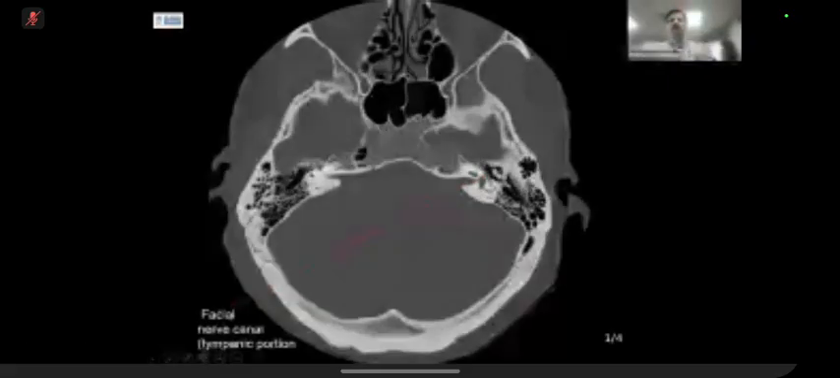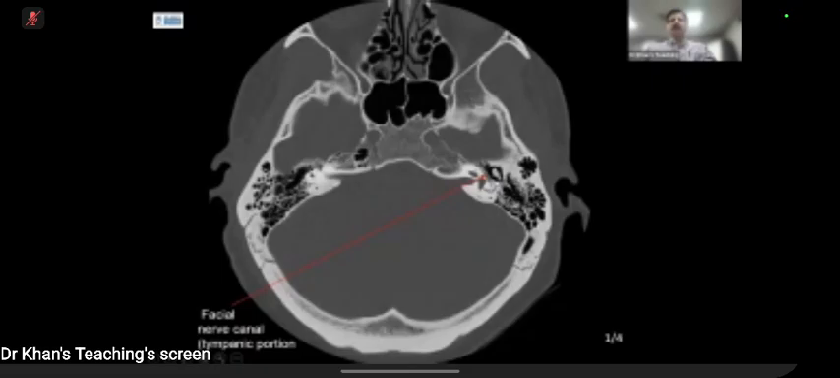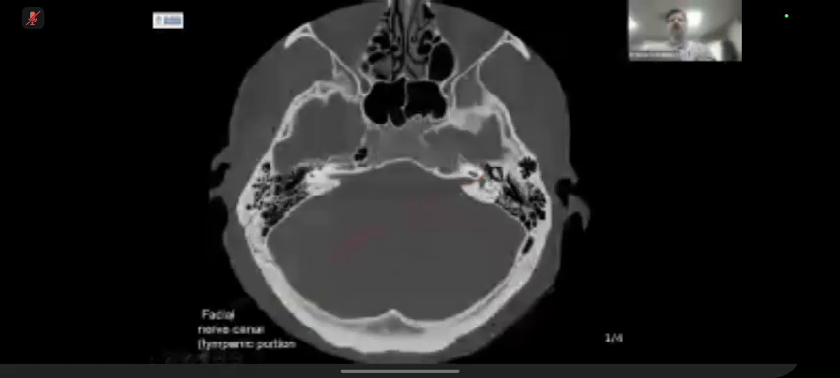If you see here, this is the medullary cavity. This is the epitympanum. This is the malleus. This is the incus. This part is here. Now, what is this part? What is this?